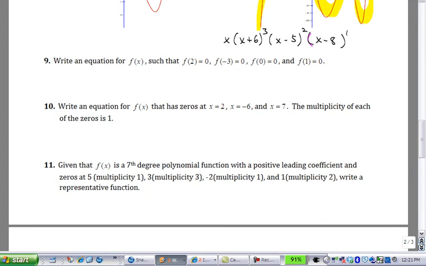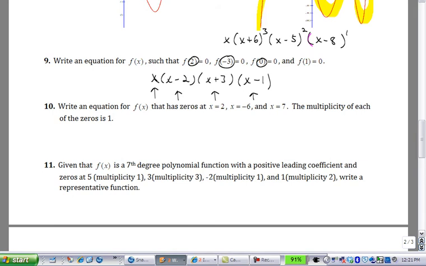So I'll show you guys my answer. So I have x minus 2, x plus 3, x, and then x minus 1. Notice 2 makes this whole thing 0. If you plug 2 in for all of the x's, this will turn into 0. If you plug negative 3 in for all the x's, you'll get 0. If you plug 0 in for all the x's, you'll get 0. If you plug 1 in.